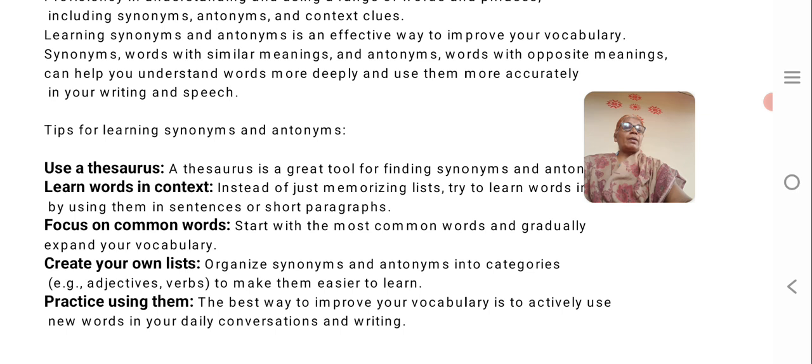To begin learning vocabulary, start with some simple common words which you already know and gradually expand your vocabulary. Organize these synonyms and antonyms into categories based on the parts of speech, whether they are adjectives or verbs. Prepare your own list to make it easy for you to learn. The best way to improve your vocabulary is to actively use them. Practice new words in your daily conversations and in writing sentences using these words.